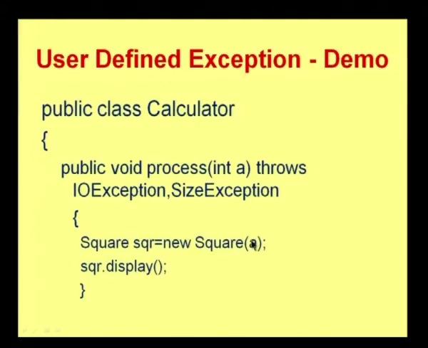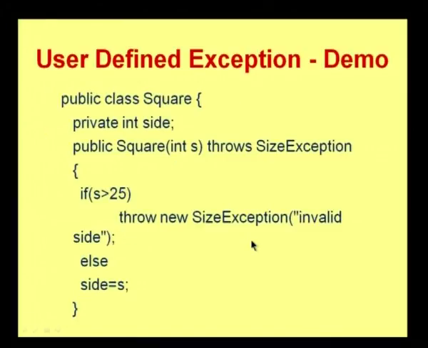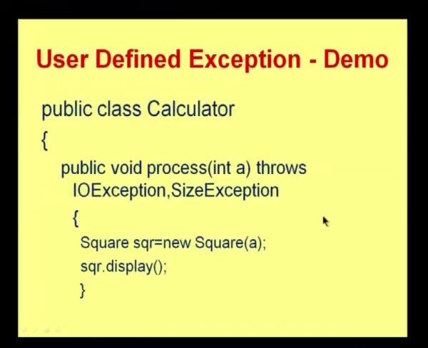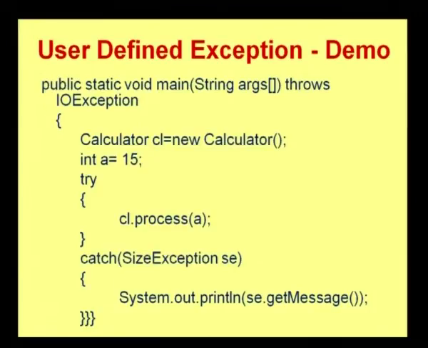Whenever I call this constructor, what will happen? You can see here the size will be checked. If the size is greater than 25, automatically this exception will be raised, so that should be caught by your program. Here we have not written any try catch block, which means the JRE will handle this exception. Here you can see public void main throws IOException. I am creating an instance of the Calculator, and I am giving a is equal to 15.